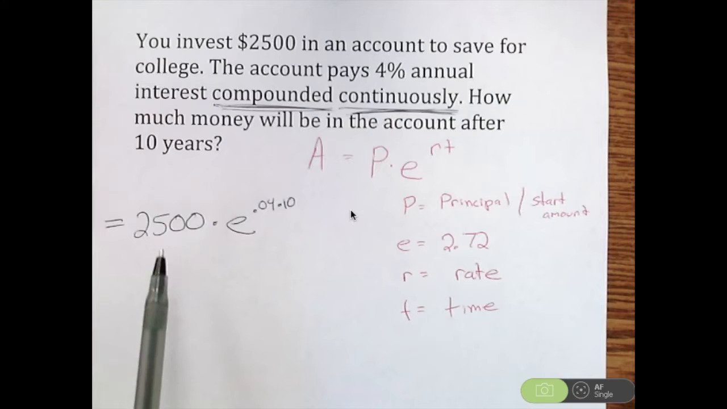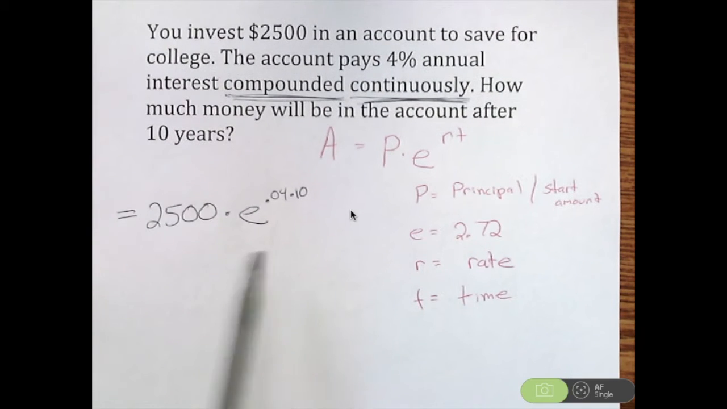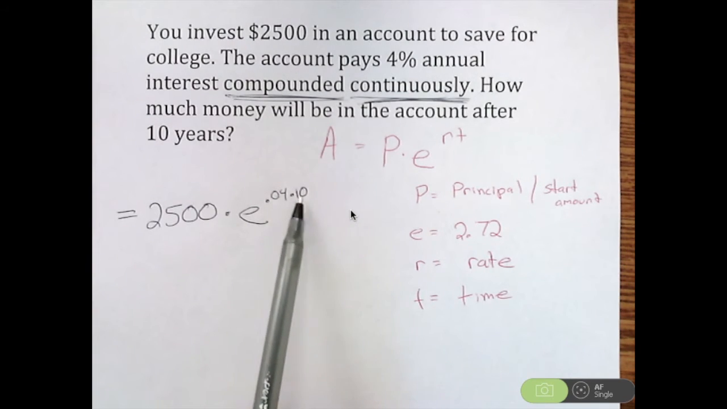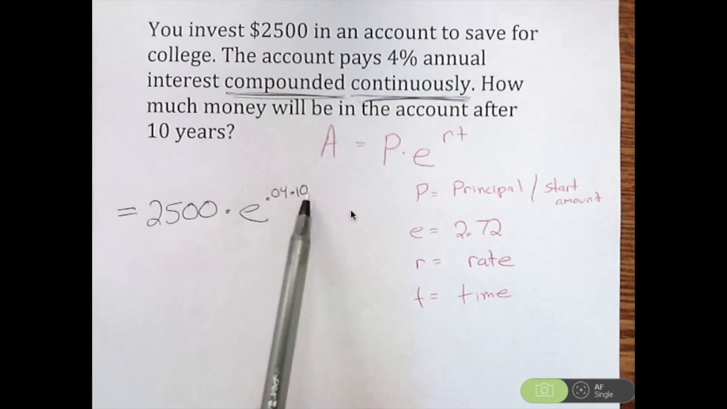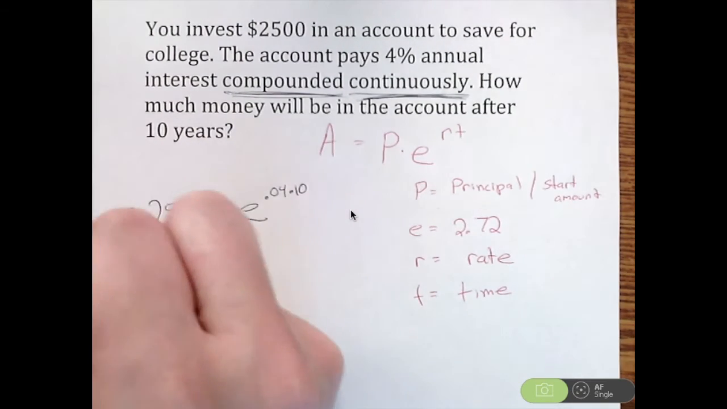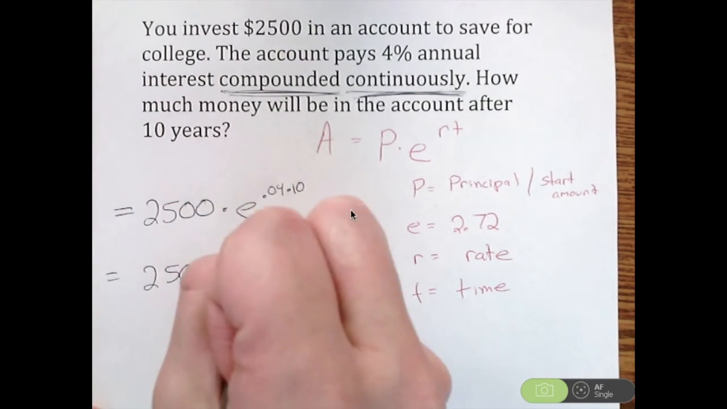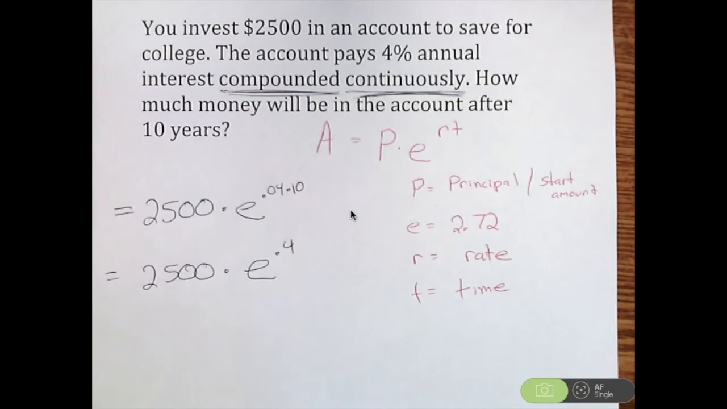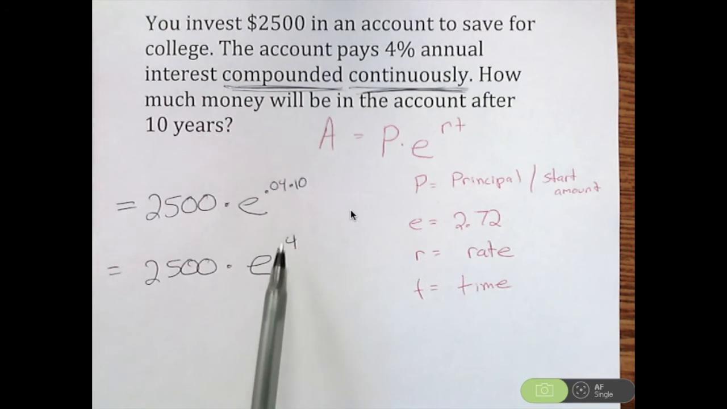Now some people, you could take this, plug it entirely in your calculator and hit enter and get your answer. One thing I like to do to avoid a common mistake on the calculator is I like to figure out what the exponent is. So I take 0.04 times 10. So I would do 0.04 times 10 in that calculator, and that is going to give you 0.4. Again, I recommend that. It'll help. It avoids one of the most common errors with this problem. So now we have 2,500 times e to the power of 0.4.